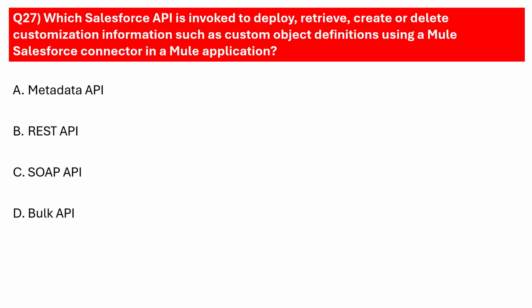Q27. Which Salesforce API is invoked to deploy, retrieve, create, or delete customization information, such as custom object definitions, using a Mule Salesforce connector in a Mule application? A. Metadata API. B. REST API. C. SOAP API. D. Bulk API.